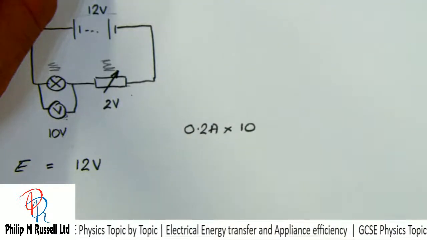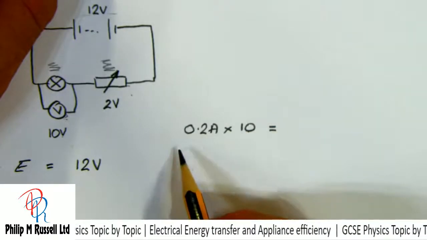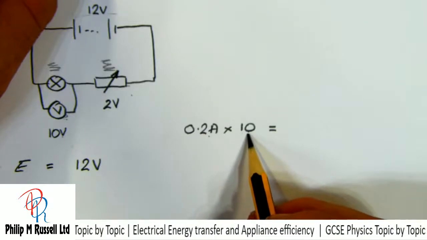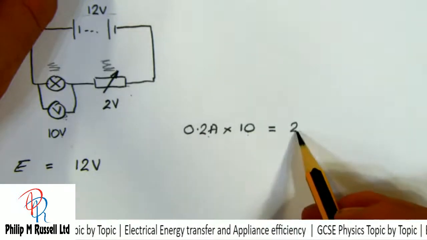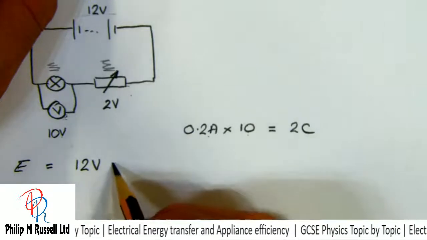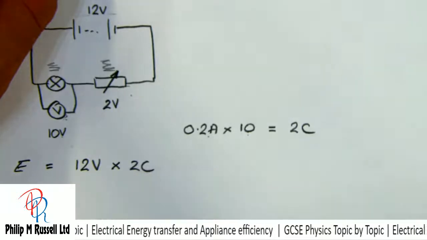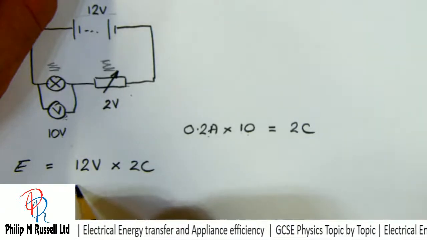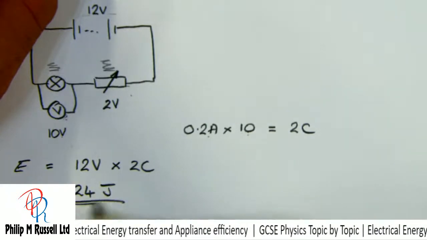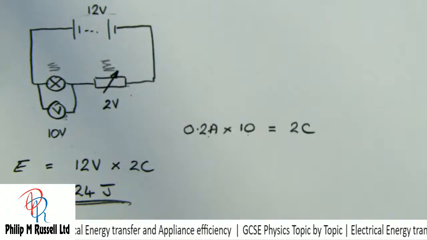seconds. So the number of coulombs therefore is going to be I times T, which is going to give us here 2 coulombs. The energy is my 12 volts times my 2 coulombs, which is going to give us here 24 joules of energy put through the circuit.